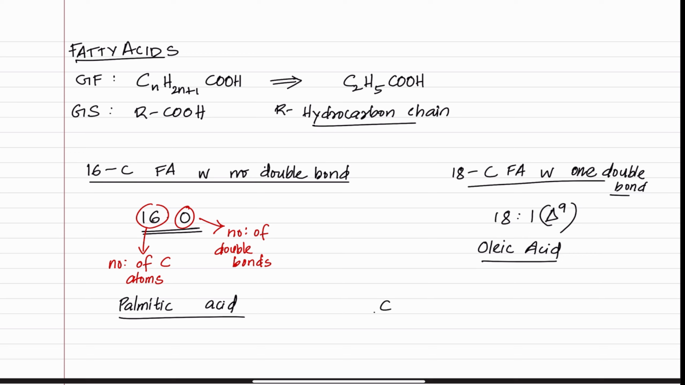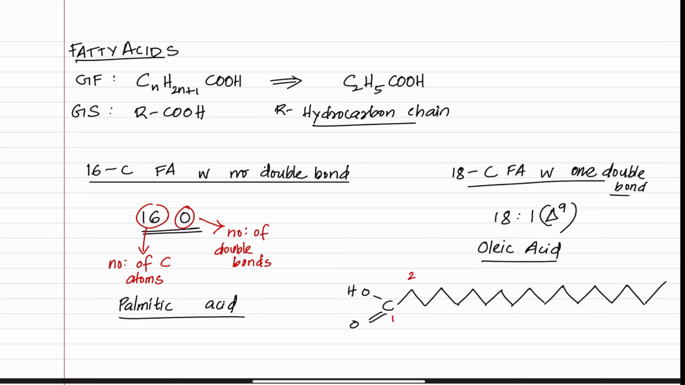So I'm going to draw out C double bond O, OH. Next, I'm going to draw the hydrocarbon chain. So this is 1, 2, 3, 4, 5, 6, 7, 8, 9, 10, 11, 12, 13, 14, 15, 16, 17, 18. So that's 18 carbon atoms.